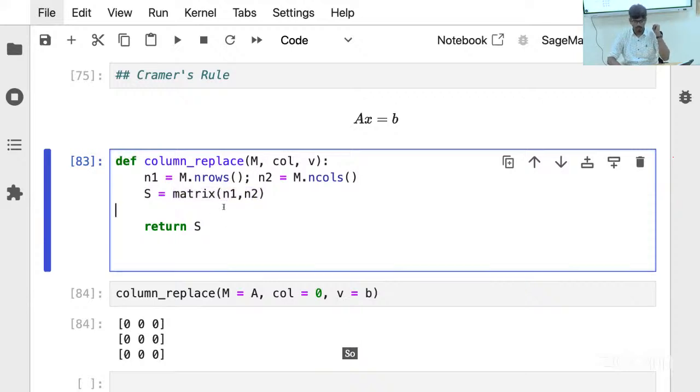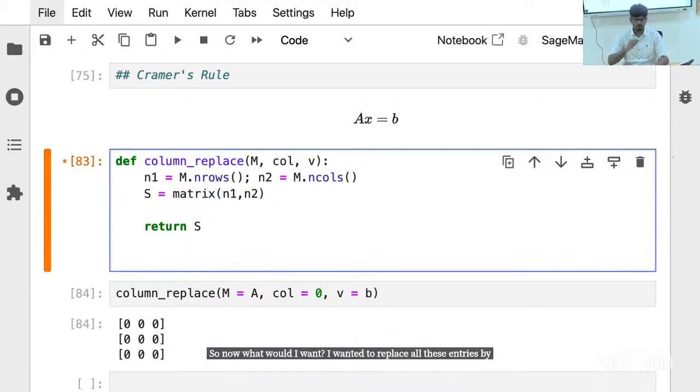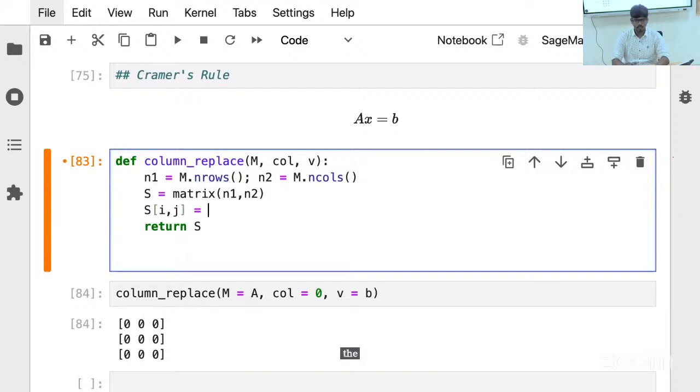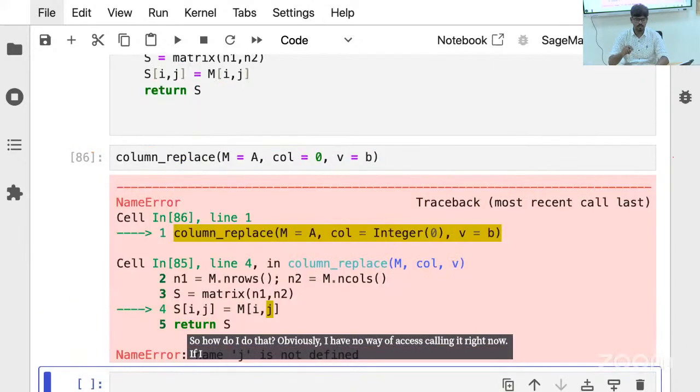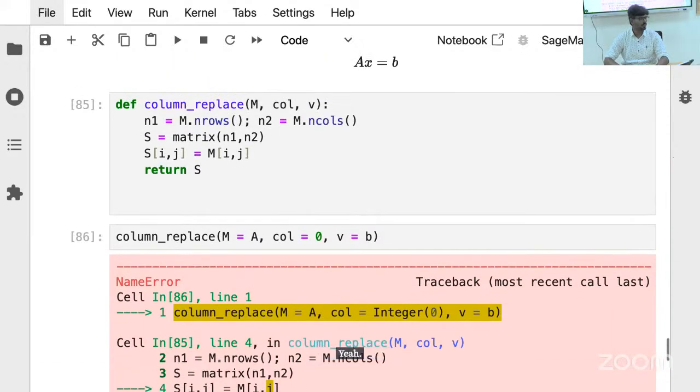So now what did I want? I wanted to replace all these entries by some other entries. So what are those entries? Well, what I wanted was every ijth entry of this one to be the ijth entry of M. So how do I say that? Obviously, I have no way of calling it right now. If I just simply run this, obviously it's going to give me an error. So the first error is J is not defined. Obviously, it is not defined.